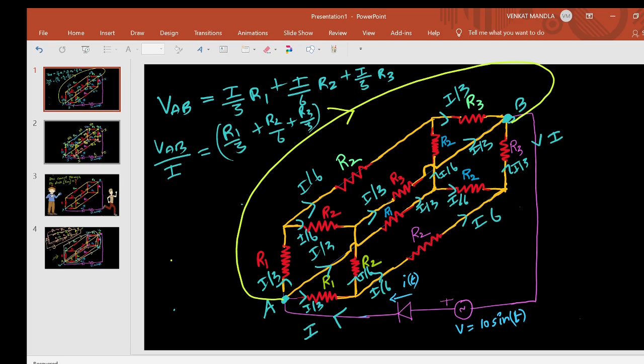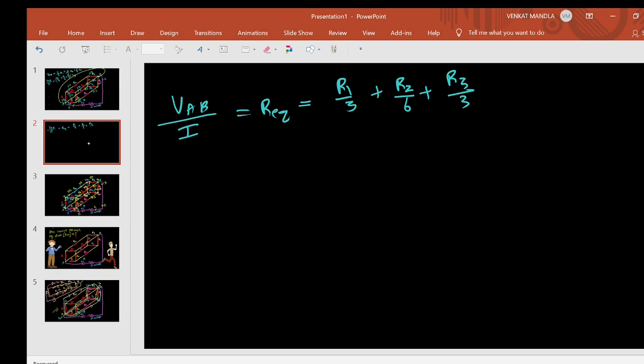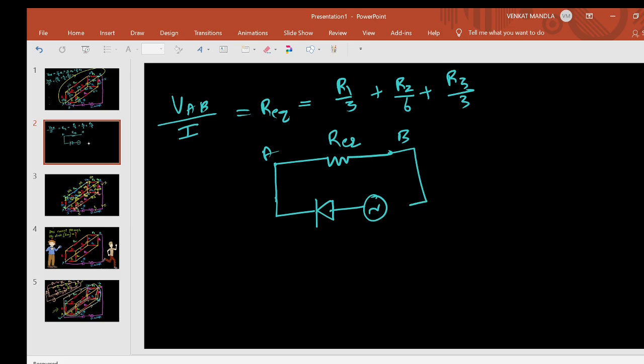I will take one more slide. What is the equivalent resistance we got? VAB by I, that is R equivalent. It is R1 by 3 plus R2 by 6 plus R3 by 3. This is the equivalent resistance between A and B. I will draw this. This is R equivalent between A and B, and we have a diode and a voltage source, 10 sin t. This is I of t. We need to find out the RMS current.